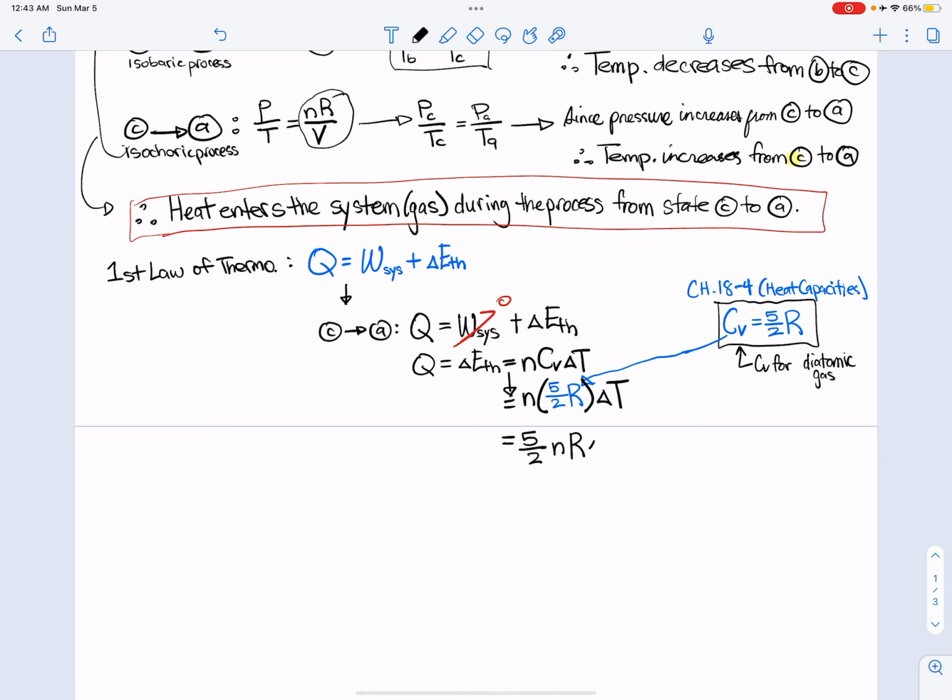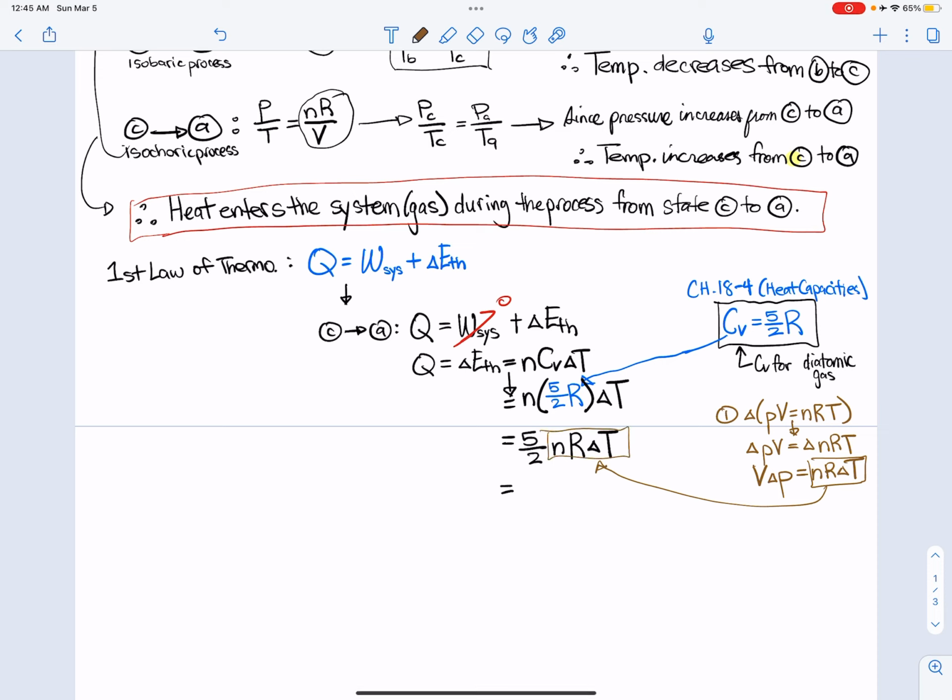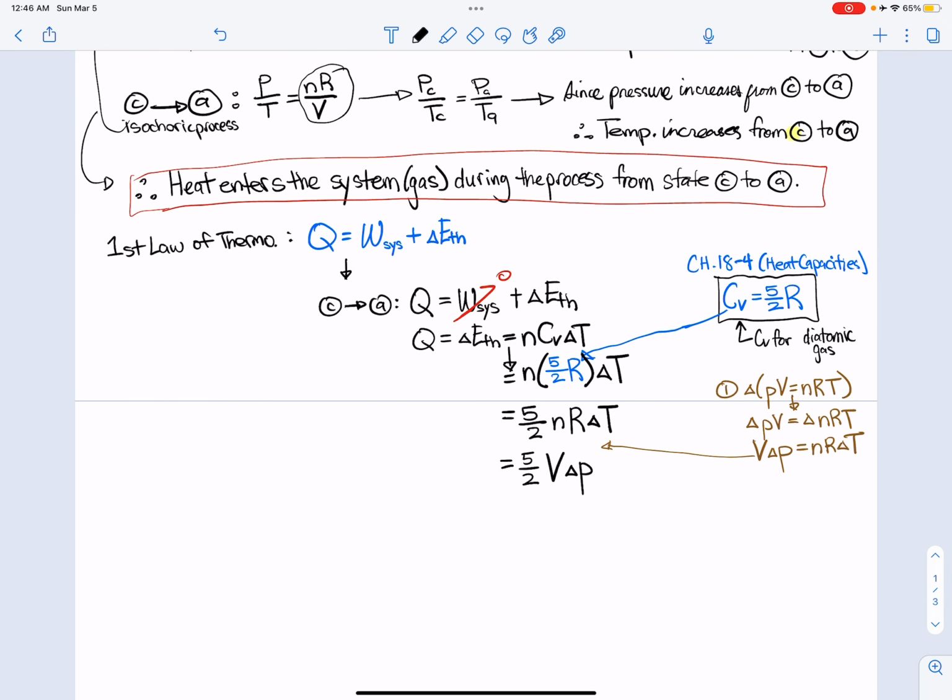And I'm going to substitute this here. Given that info, I'm going to put 5 over 2, and instead of nR delta T, I'm going to use V delta P, because that's equal to nR delta T. Now I can solve this because I know the volume, it doesn't change, and I know the pressure for state C and pressure for state A. Volume doesn't change since it's an isochoric process. So I'll plug that in.